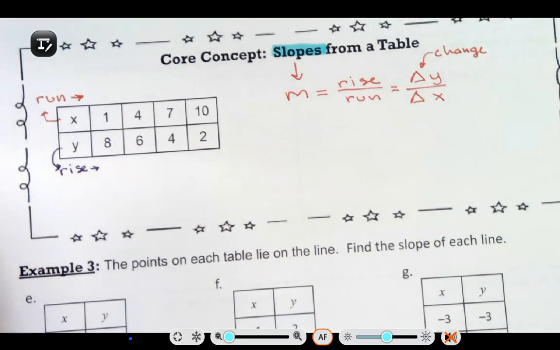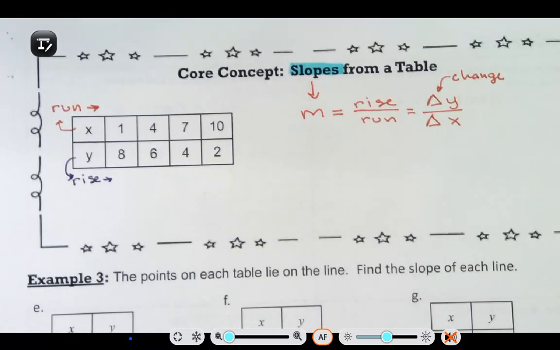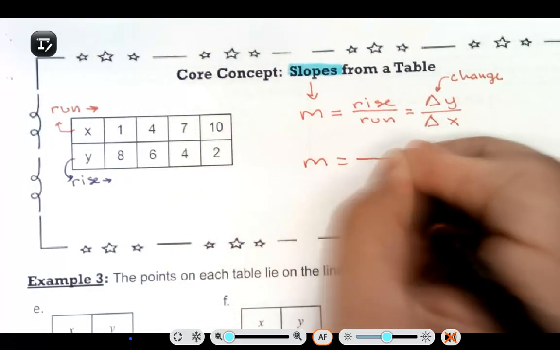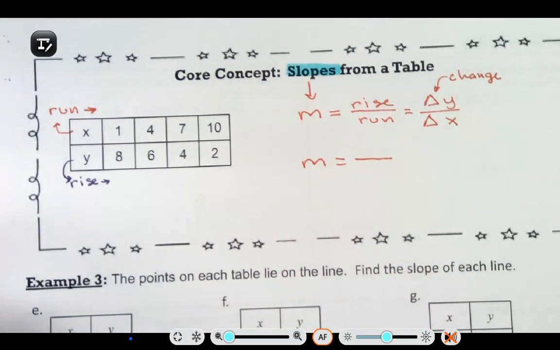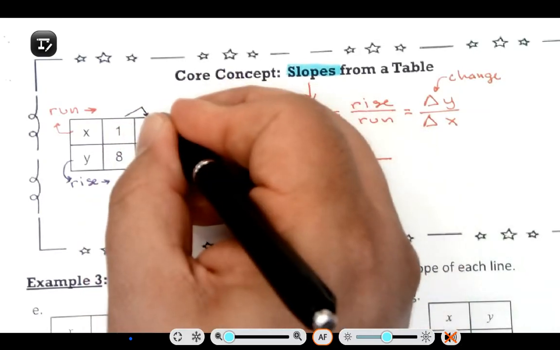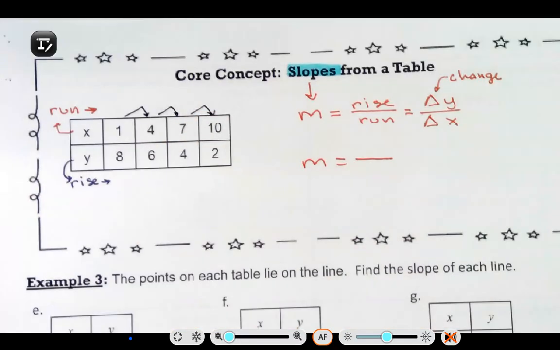So we've worked with tables before. All I need you to do is look for a pattern. Once you have this pattern, you'll be able to tell me what the rise and the run is. So I'm going to start getting my fraction ready. Let's talk about the x's. The first question is, how are your x's changing? Well, how do I go from a 1 to a 4? How do I go from a 4 to a 7? And how do I go from a 7 to a 10?